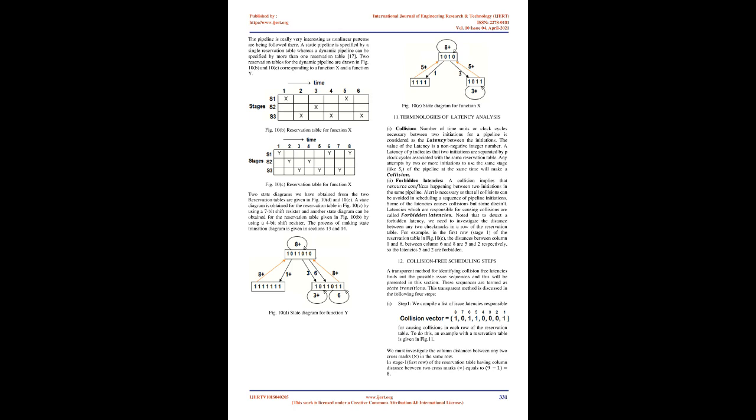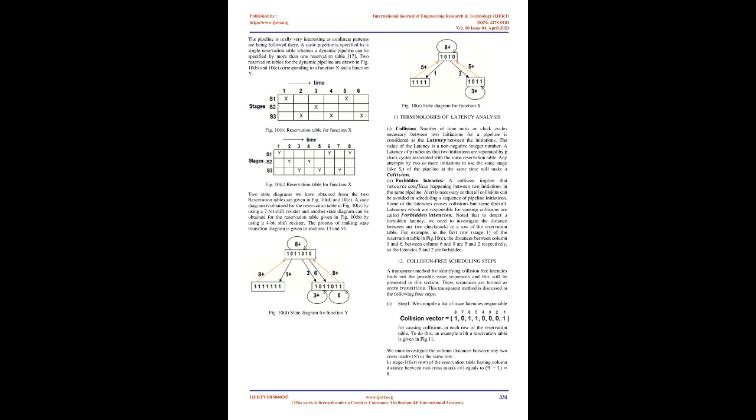1.2 Collision-free scheduling steps. A transparent method for identifying collision-free latencies finds out the possible issue sequences, and this will be presented in this section. These sequences are termed as cycles. This transparent method is discussed in the following 4 steps. Step 1. We compile a list of issue latencies responsible for causing collisions in each row of the reservation table.